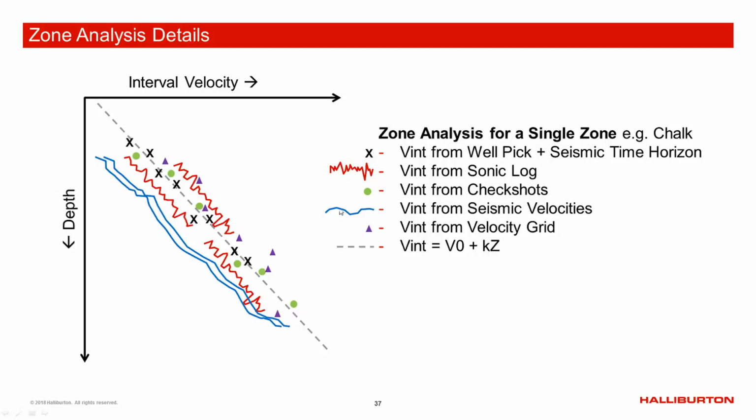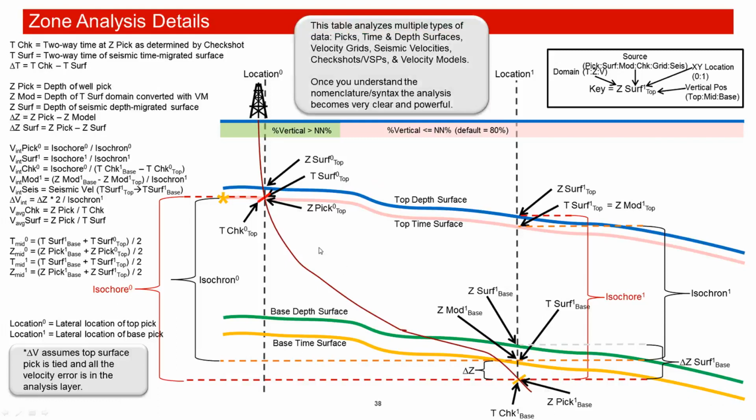So for, say, a particular zone, we've got a bunch of different velocity data coming in. We've got velocity from well picks, velocity from sonic logs, velocity from check shots and VSPs, velocities from seismic, velocities from grids, and maybe a linear velocity function. So what velocity do we use? If we want to cheat or something, we could just say we'll use the velocities from the well picks, because that's what we spent the most money on. And that's good as long as your well picks are okay. But the question is, as you get away from the wells, how do you interpolate those velocities, and what velocities do you want to continue to use?